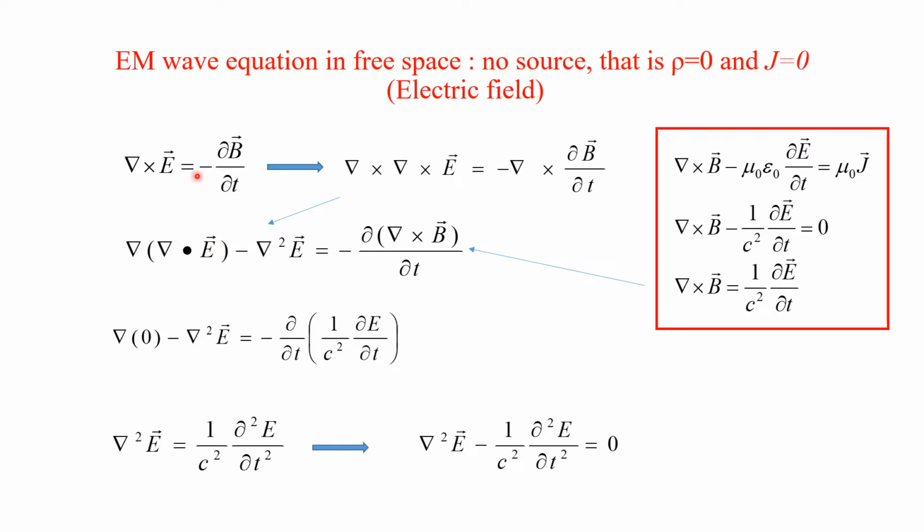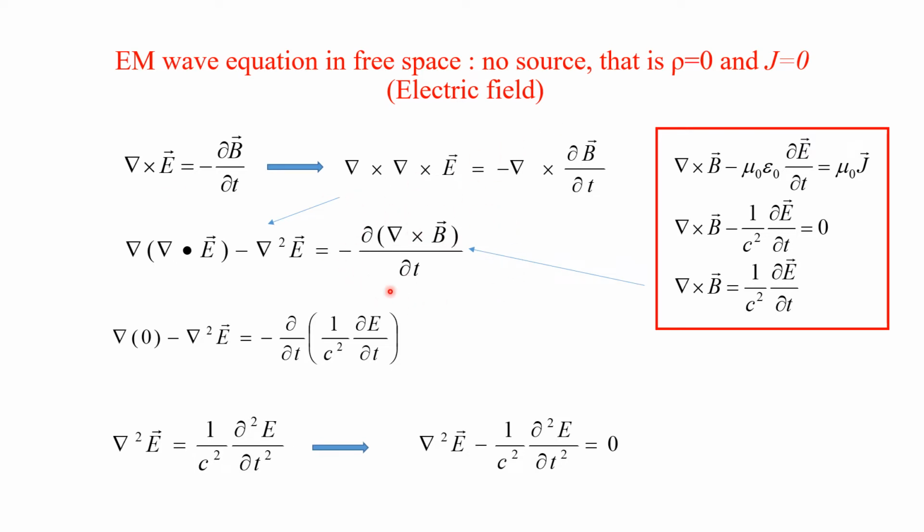And now what we are going to do is make use of the vector identity. Curl of curl of a vector E is equal to gradient of divergence of E minus del squared E. This is from the vector identity. In the right hand side, I am interchanging the operators. The del operation is a differentiation with respect to spatial coordinates, that is x, y, z, and this partial differentiation is with respect to time. So if you change the order of the operators, nothing will change. So you will get minus partial derivative over partial t of curl B.